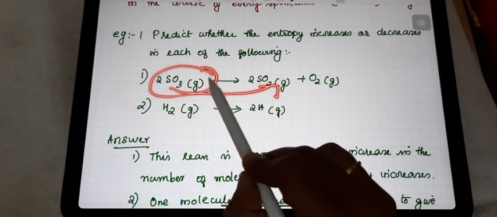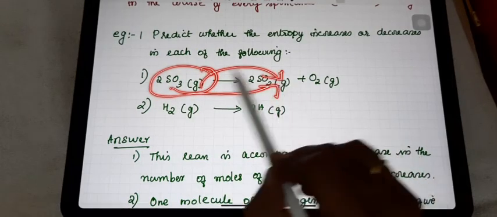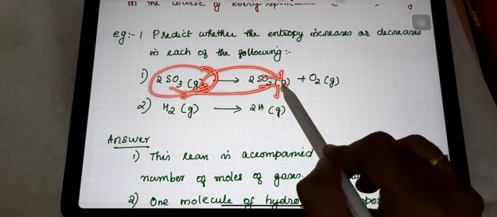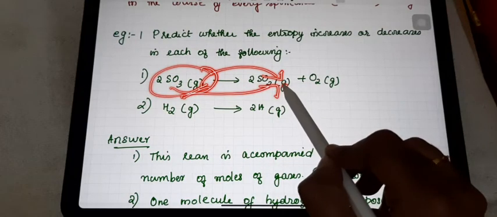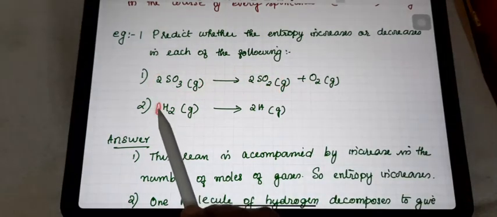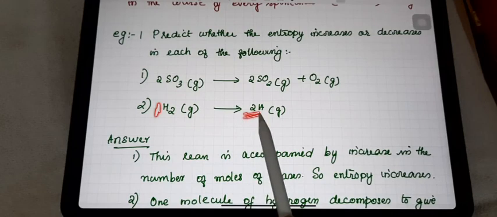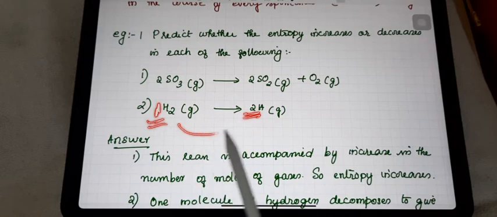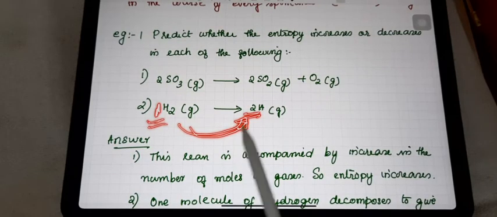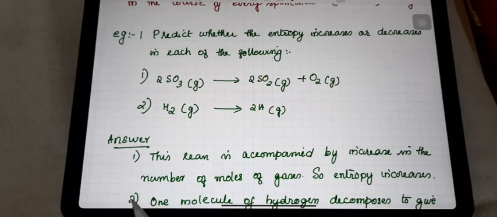So you can see that the disorder increases when moving from the reactant side to the product side. If the disorder increases, automatically we can say that the entropy increases in this case. Here also, when we check, 1 molecule of hydrogen reacts and produces 2 hydrogen atoms. Right? So the number of molecules increases as the reaction proceeds. So disorder will increase when the number of molecules increases. Automatically we can say that the entropy also increases in this type of reaction.